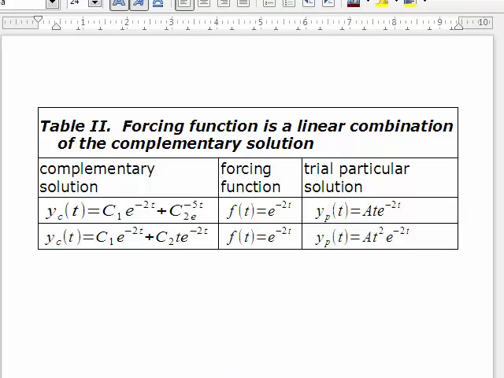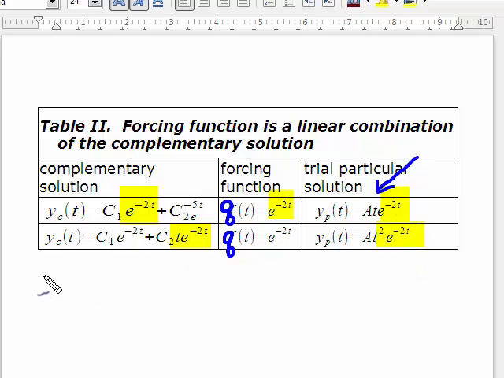So look at the first line here. Here's the complementary solution, and it includes e to the minus 2t, which is also included in the forcing function. If you want consistency here, these should be q of t's. The way to handle that is you let the particular solution also be a function e to the minus 2t, but you multiply it by t. In the case where it's already multiplied by t in the complementary solution, you have to multiply by t squared.